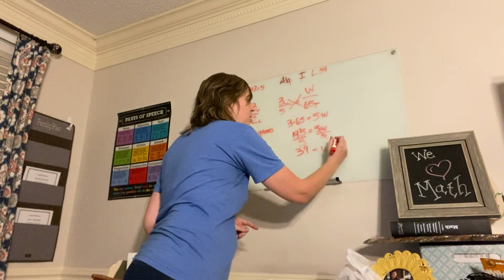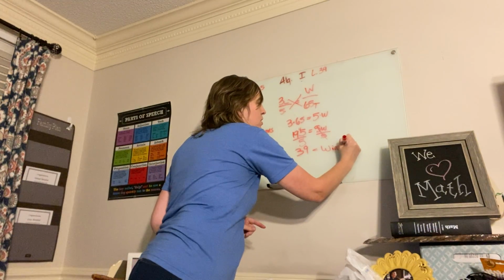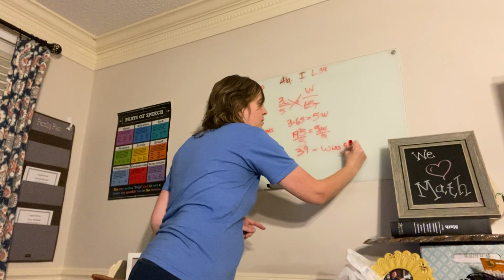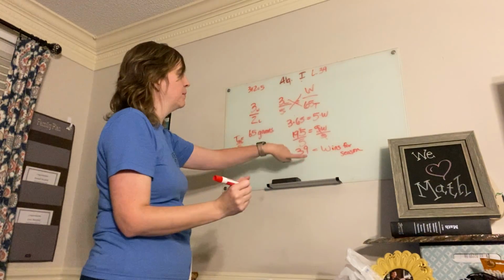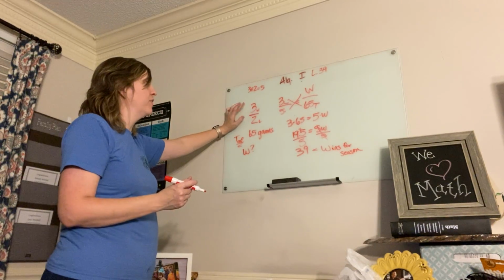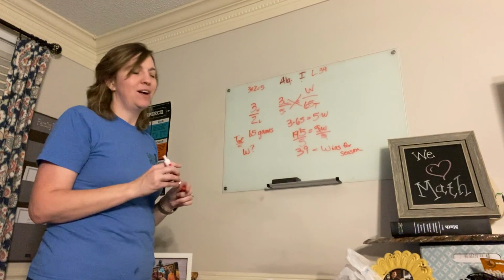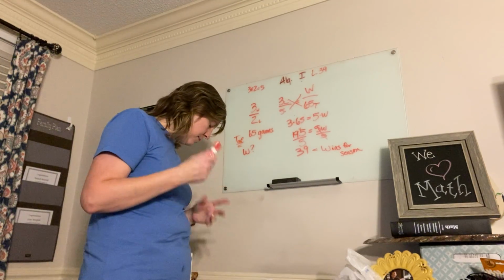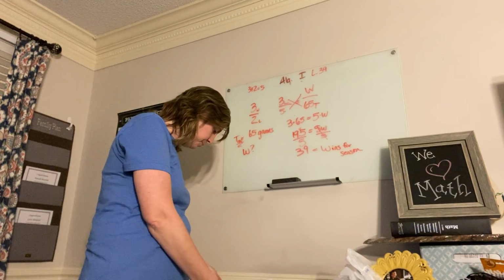So I can even write that. 39 equals wins for the season, right? Out of 65 games, I'm going to win 39. Well, that seems reasonable because that's more than half, and more than half they won, right? So that's very reasonable, very logical.